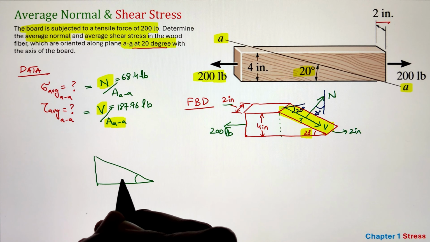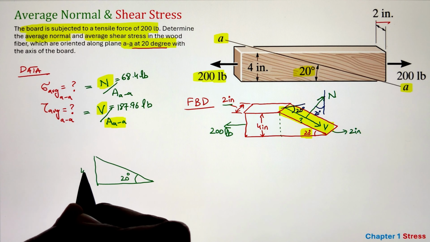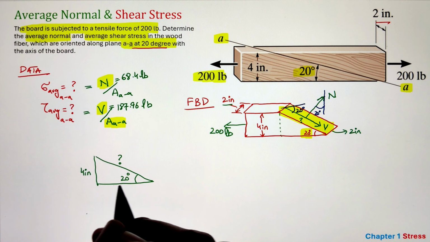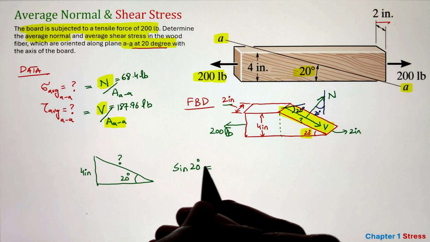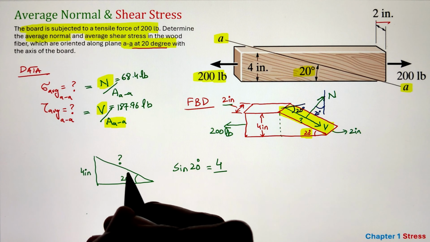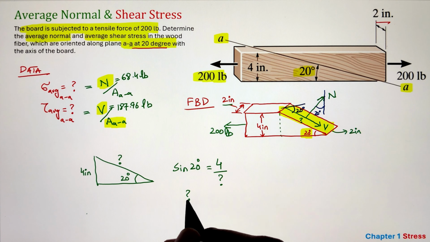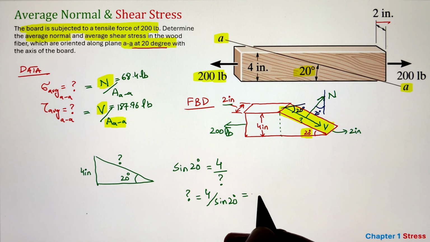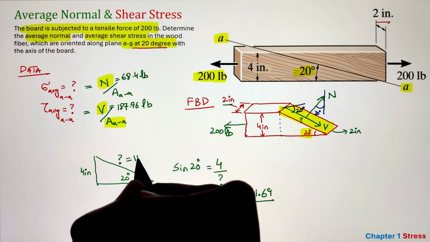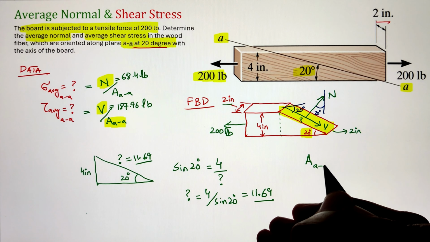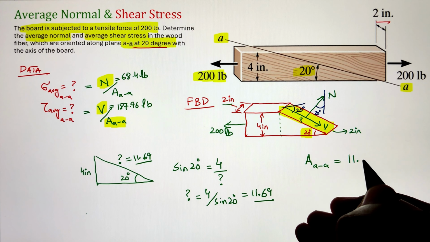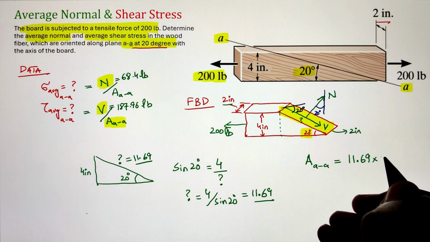To do that, we can utilize our right angle triangle and apply our trigonometric relation that sine theta equals opposite over the hypotenuse, and we are looking for the hypotenuse in this case. Simplifying, we get the value of that hypotenuse equals 11.69. Since we have both the dimensions to calculate the area, just multiply them together and we will get our cross-sectional area, that is coming as 23.39 inches squared.